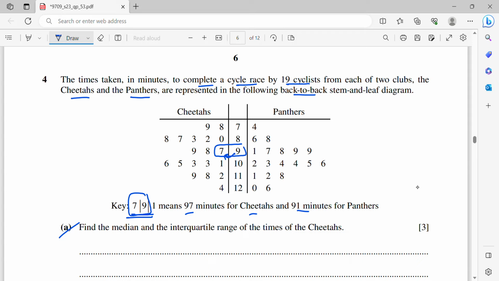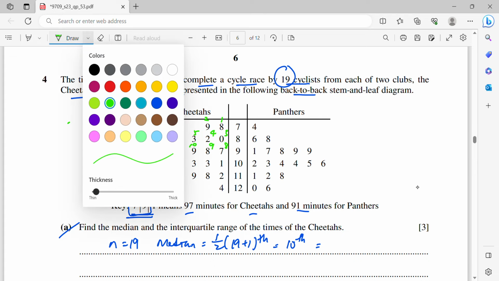Now find the median and interquartile range of the times for cheetahs. We know that total is 19, n equals 19. So the median is the (19 plus 1) over 2 th value. That means it's 20 divided by 2, which is the number 10 value. Alright, so now I will label. Where is the number 10? Here 1, 2, 3, 4, 5, 6, 7, 8, 9, 10. So obviously it's 99 minutes.